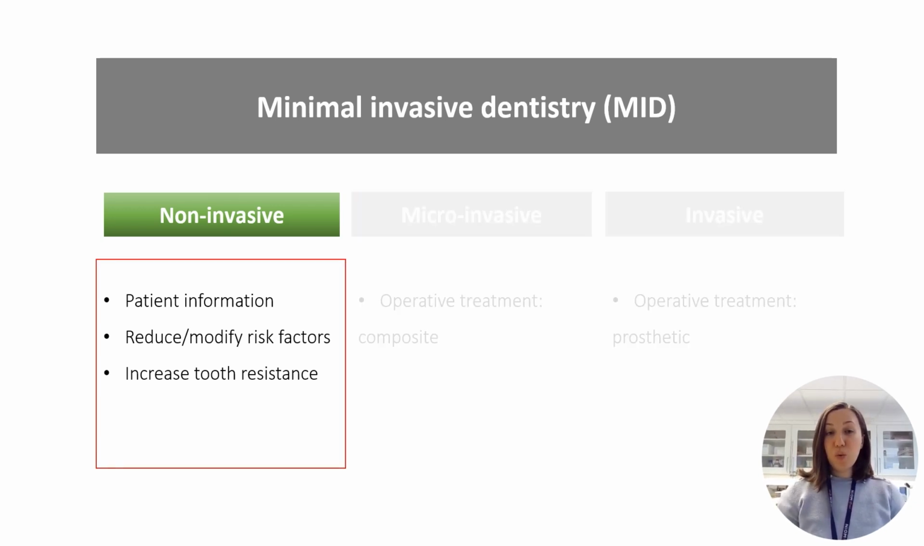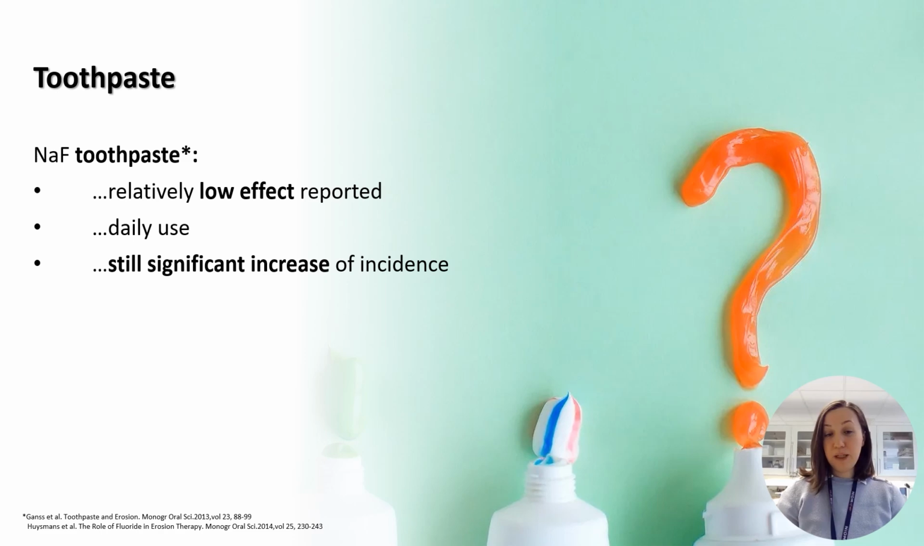So when we have identified our risk patient, early prevention is crucial. So informing the patient is very important in order to understand what is actually happening and how these factors can be modified and reduced, and then to work on increase of the tooth substance. And how can this be done?